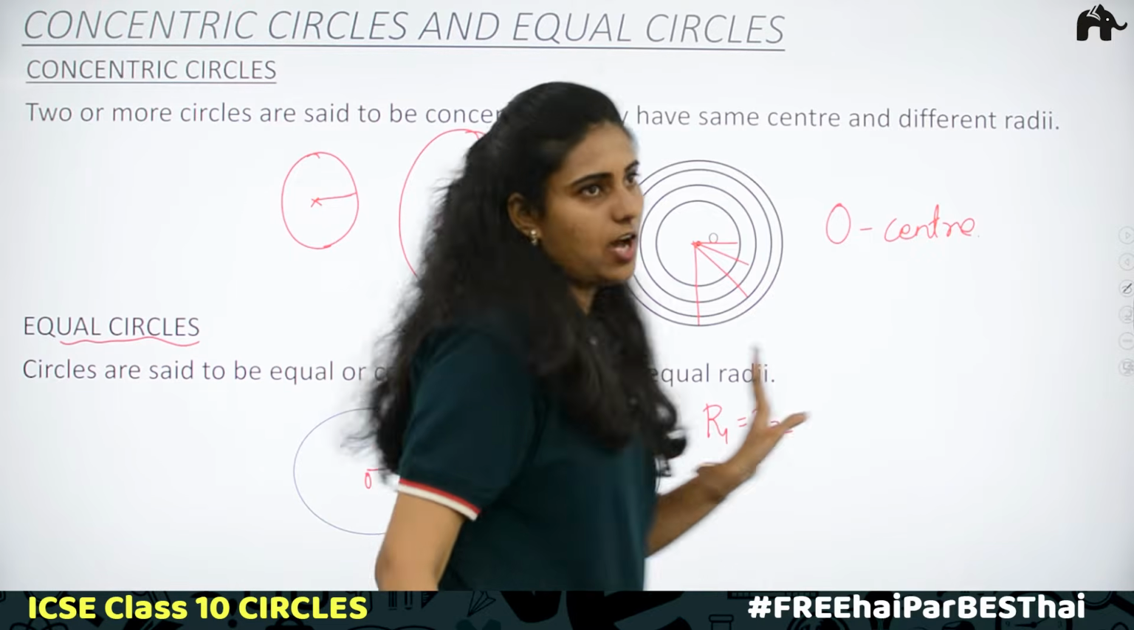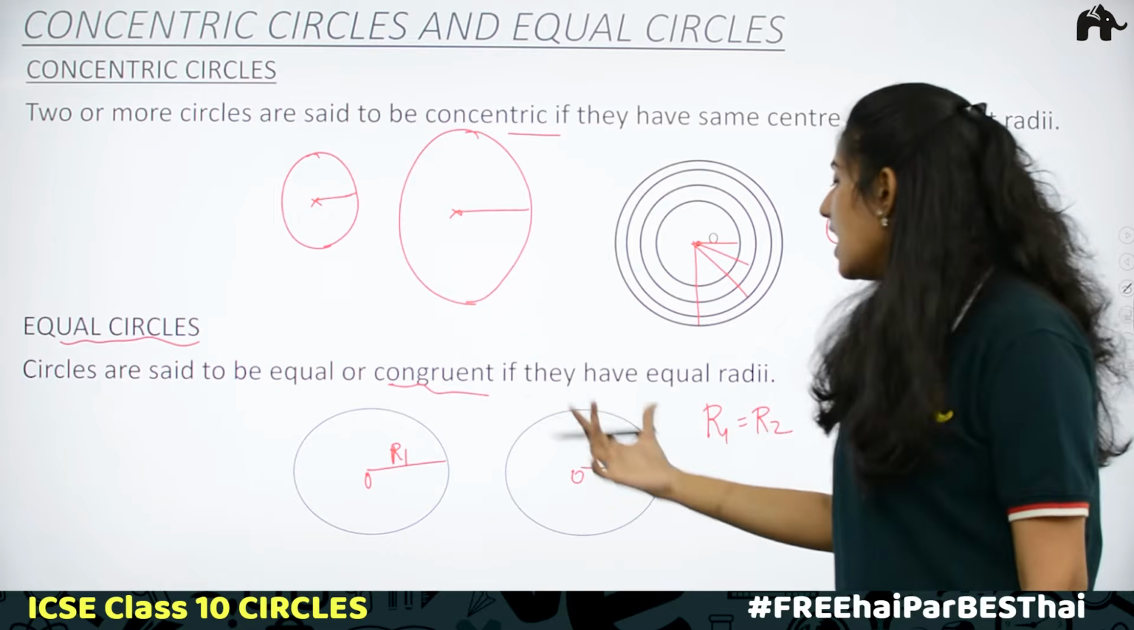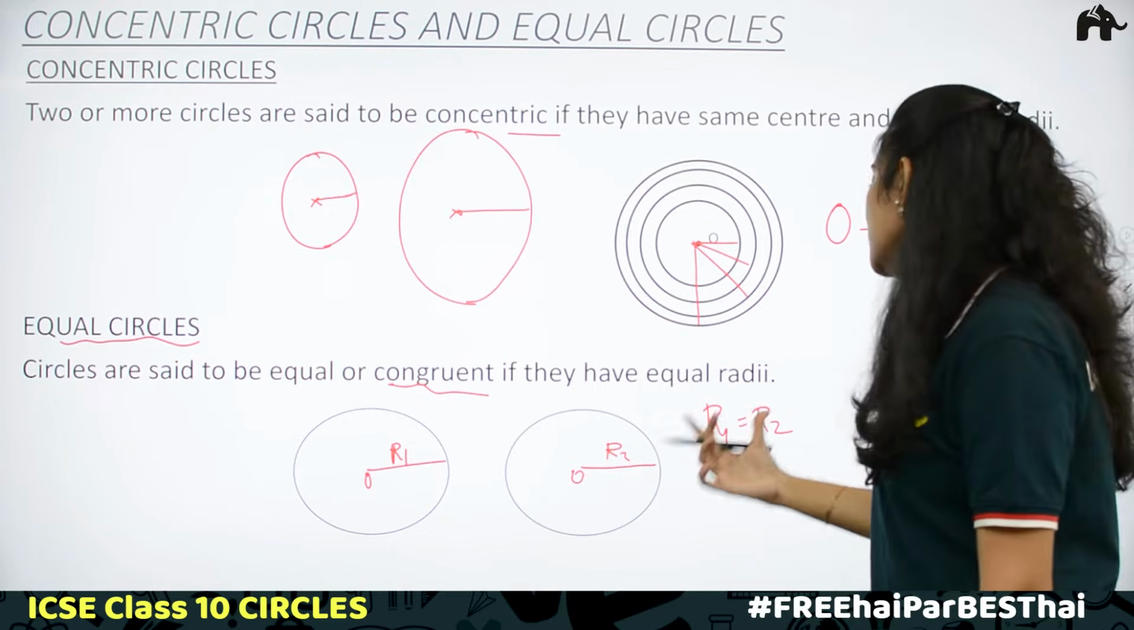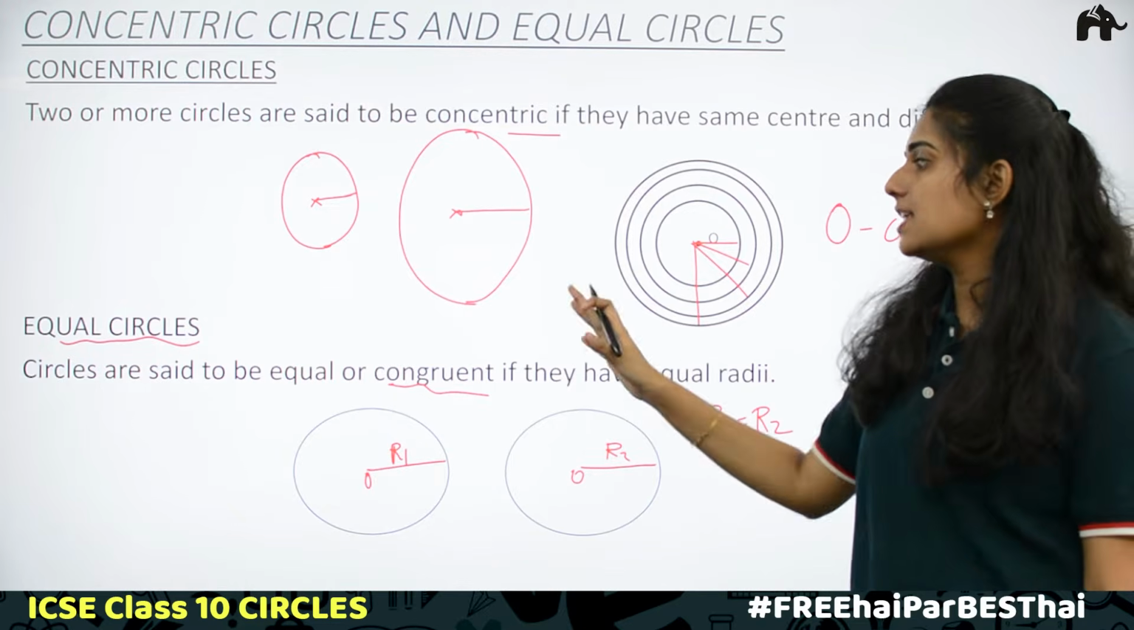R1 will be equal to R2. Or the converse statement, circles are said to be equal if they have the same radius. Clear? So these are concentric circles and equal circles.